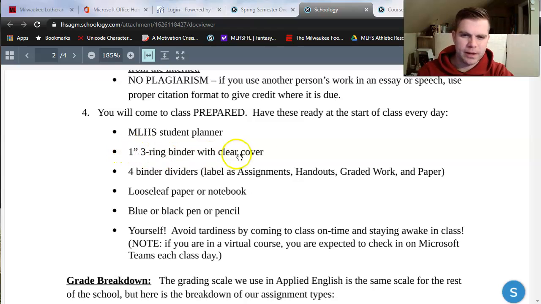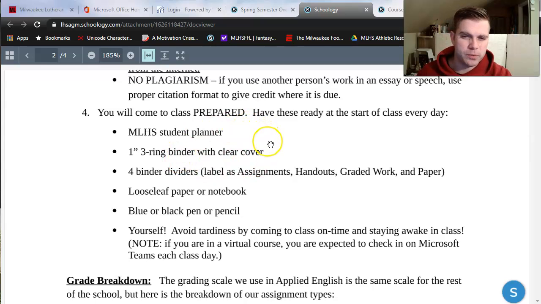A 1-inch 3-ring binder with a clear cover. Yes, even if you're at home, I would recommend having a binder just for our course, just to keep track of anything that you might print off or anything that I might print off for you and have available at the school. You want to have something where you can keep everything for Applied English in order.